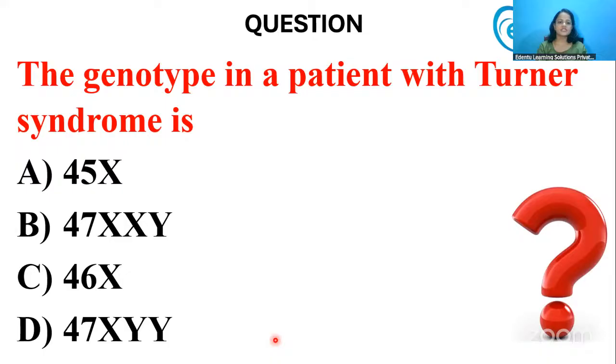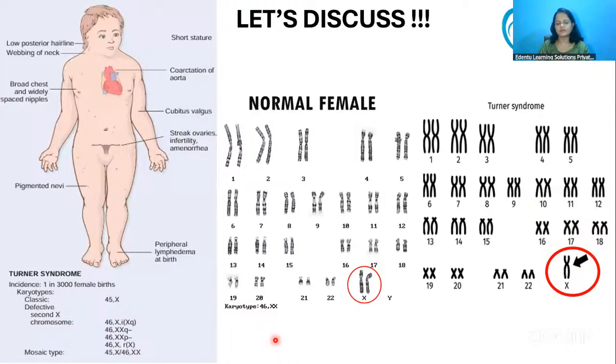The next question: the genotype in a patient with Turner syndrome is, genotype. Turner syndrome. In a normal female, if you look at the chromosome karyotyping, there will be 22 pairs of chromosomes with one sex chromosome pair. So totally it will be 46 chromosomes. In the sex chromosomes, only X will be there for a normal female, Y will not be there. It will be XX, 46 XX. That is the normal genotype of a female.